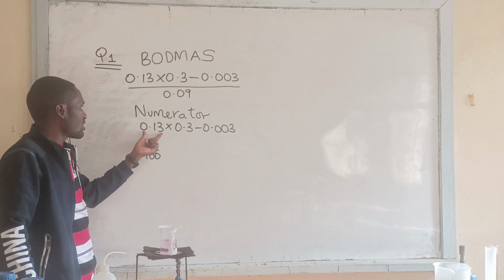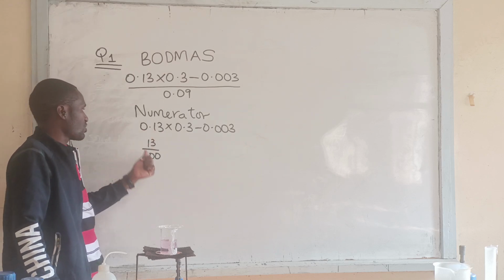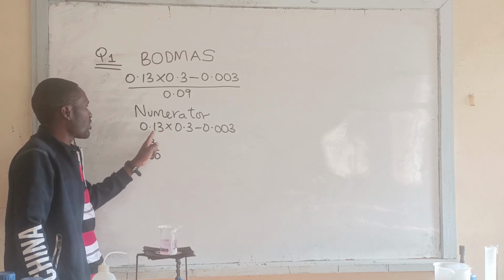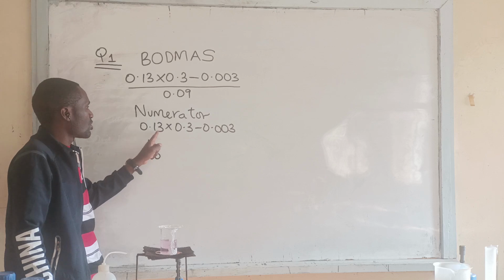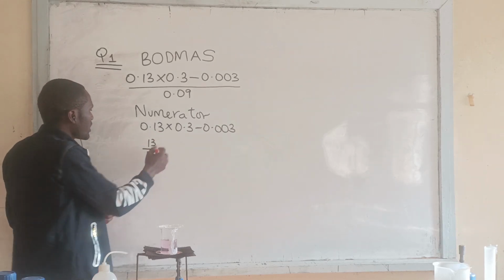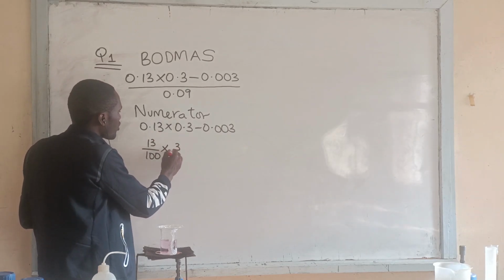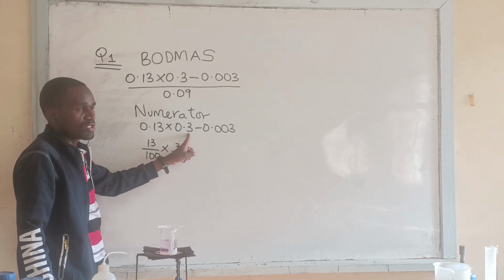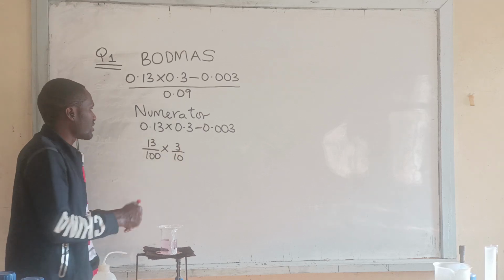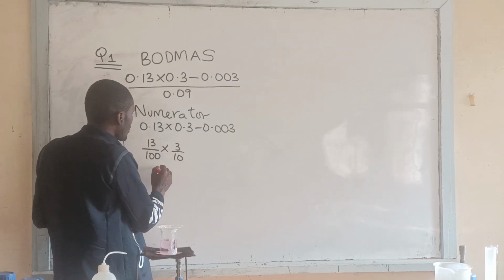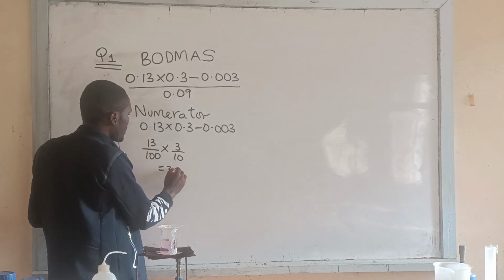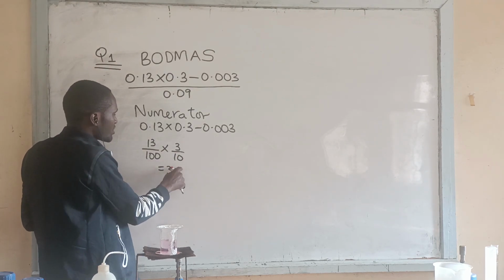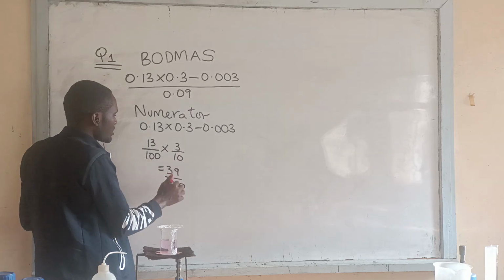So I convert the decimal numbers into fractions. 0.13 has two decimal places, so that is 13 over 100. Then multiply by 3 over 10, since 0.3 has one decimal place. So my final answer is 39 over 1,000. Why? 13 times 3 is 39, and 100 times 10 is 1,000.